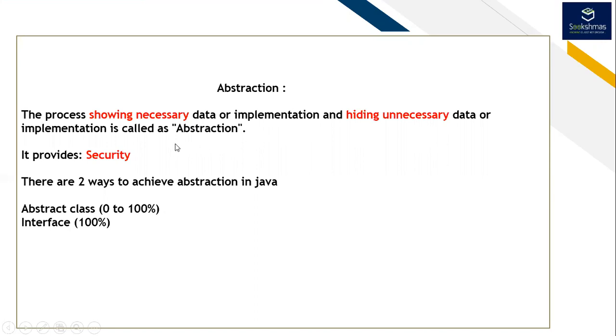Again, the best advantage of abstraction is that it provides security, and there are two ways you can achieve abstraction in Java. One is implementing the abstract class and abstract method. Another way is interface. Here, one question is there, most frequently asked in interviews, about the abstract class and the interface. I will discuss it in the next slide.